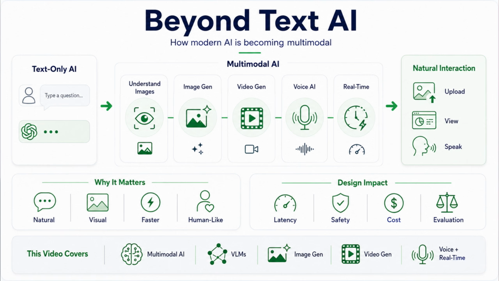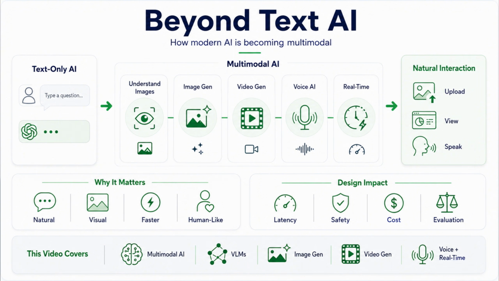A normal text chatbot behaves very differently from a voice assistant, because voice interactions need fast responses and natural timing, while image understanding and image generation solve completely different problems, since one focuses on analyzing visual information and the other focuses on creating it. And once we move into video generation, the complexity increases even further, because now the system must manage the movement, the timing, and the consistency across many frames instead of just one frame or one image.